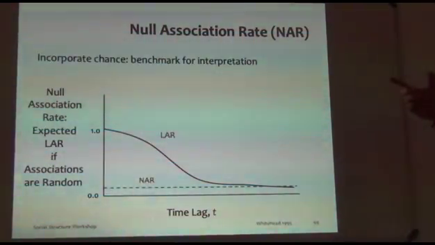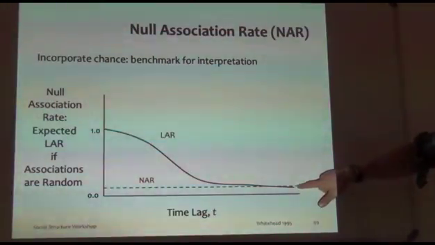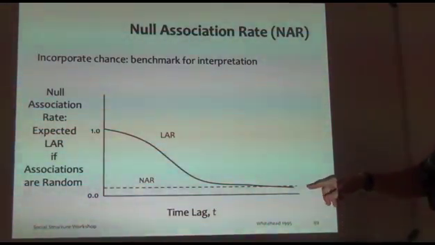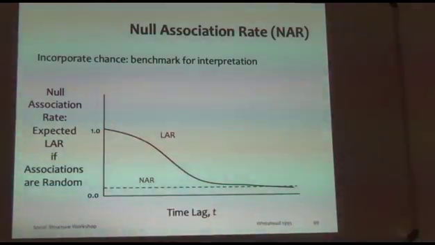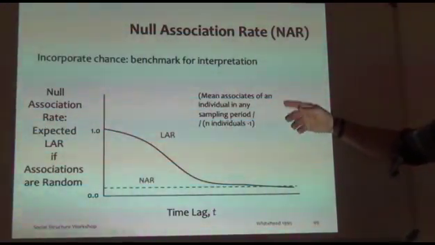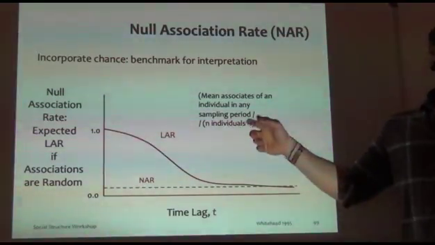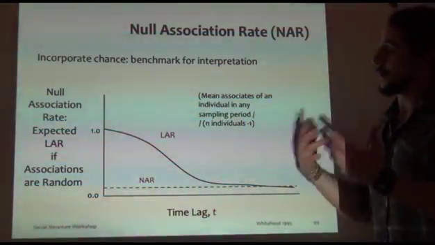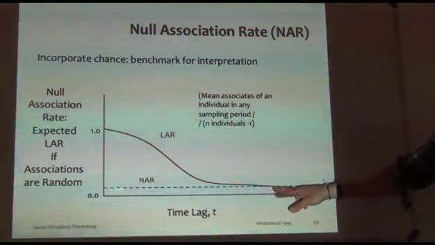As we may imagine now, it's a good practice to compare things with the null expectation. So that's where the null association rate comes into place. So here we're adding chance to the mix, and we want to calculate the probability here if individuals are associating at random. And then we can compare our observed lagged association rates with the expected chance. So the null association rate means the mean number of associates of an individual in any sampling period divided by the total number of individuals in the population minus itself. So if all individuals associate randomly, then you would expect a low association rate and more or less constant over time.